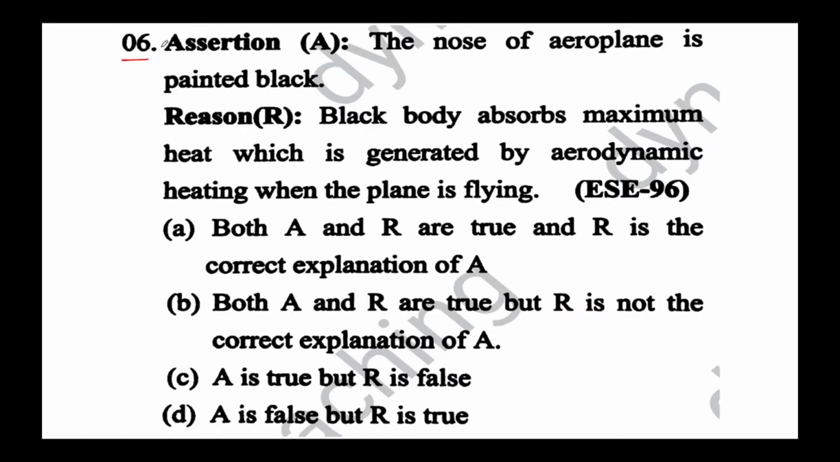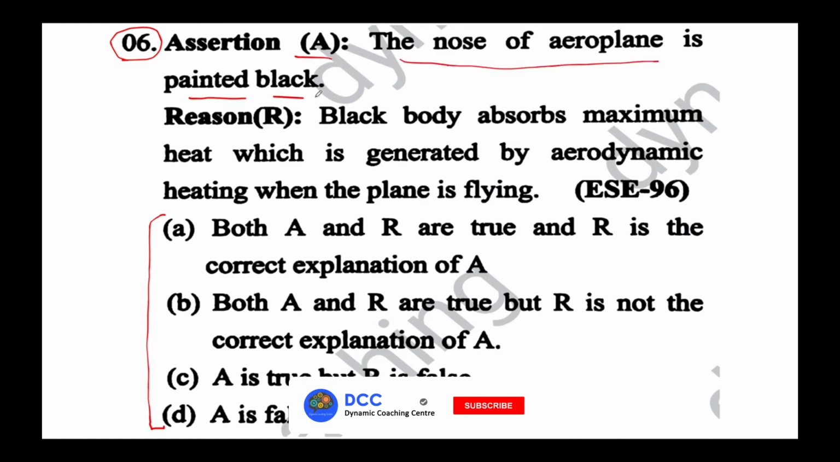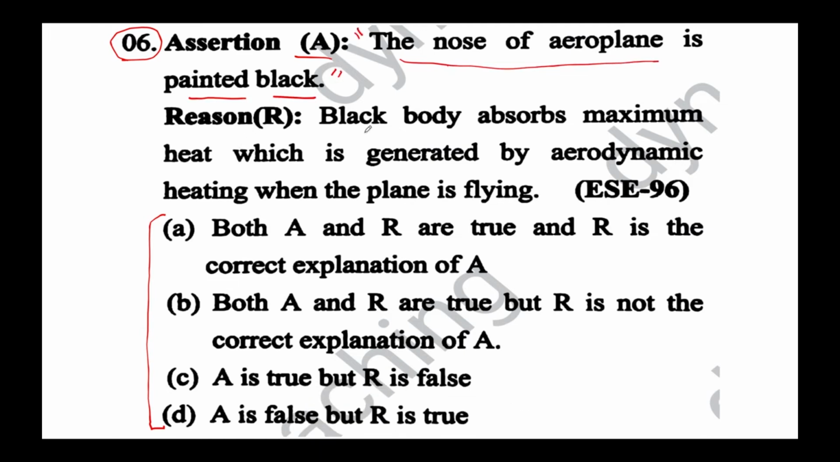So here is a question, and this is an assertion and reason type of question. Try to remember that for all the assertion and reason type of questions, you will get these 4 options as constant. And here is an assertion. The statement is the nose of the aeroplane is painted black. The nose, or the tip, or the front end of the aeroplane is being painted black. The reason is black body absorbs maximum heat which is generated by the aerodynamic heating when the plane is flying.